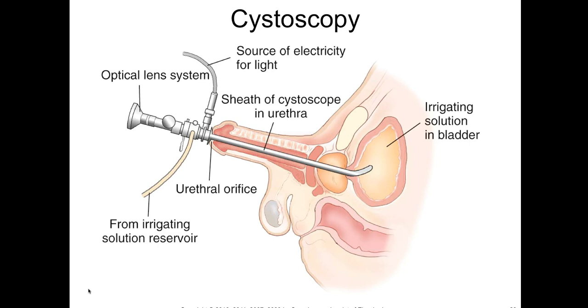Here, the instrument, a cystoscope, is placed inside the male bladder. So the cystoscope here is being passed through the urethra towards the bladder, and the mucous membrane is being examined by using the light and mirrors and special lenses.